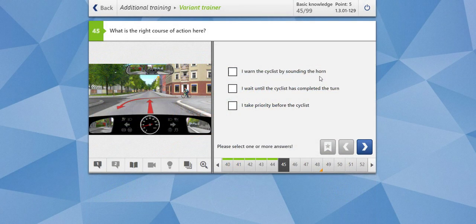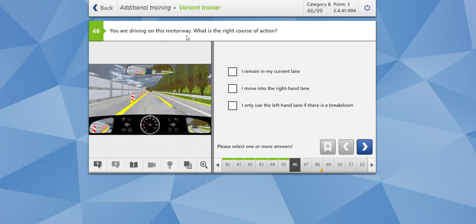I warn the cyclist by sounding the horn. Wrong. I wait until the cyclist has completed the turn. Correct. I take priority before the cyclist. No, you don't have any priority because the cyclist is coming from your right side. Let's look at the answer. Our answer is correct.